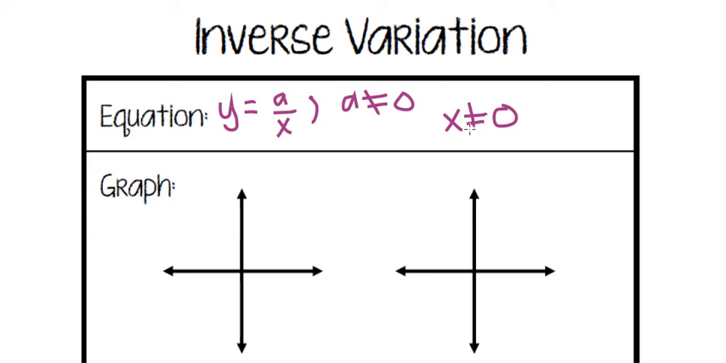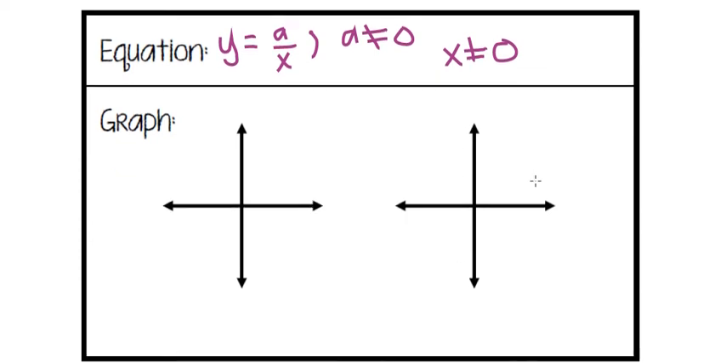And if we remember from vertical asymptotes, when we talk about asymptotes, it means that the line gets closer and closer and closer to that value, but it never actually reaches it. So there's two ways that your inverse variation graph can look. So again, our graph is y is equal to a divided by x.